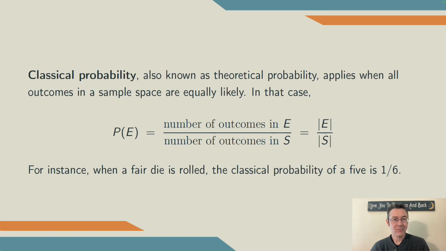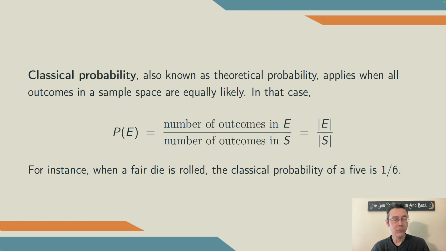Classical probability, also known as theoretical probability, applies when all the outcomes in a sample space are equally likely. And in that case, you can get the classical probability by counting the number of outcomes in both the event and in the sample space and taking their ratio.